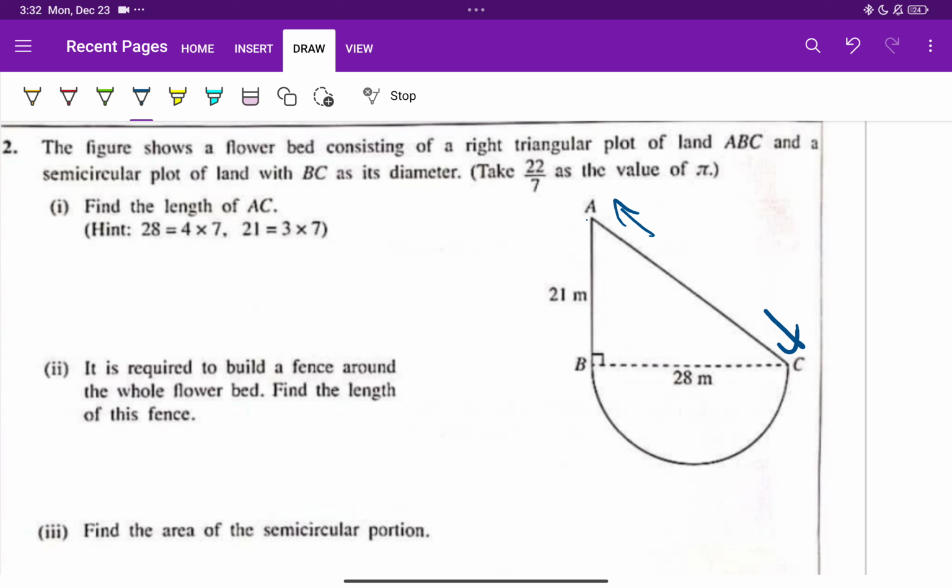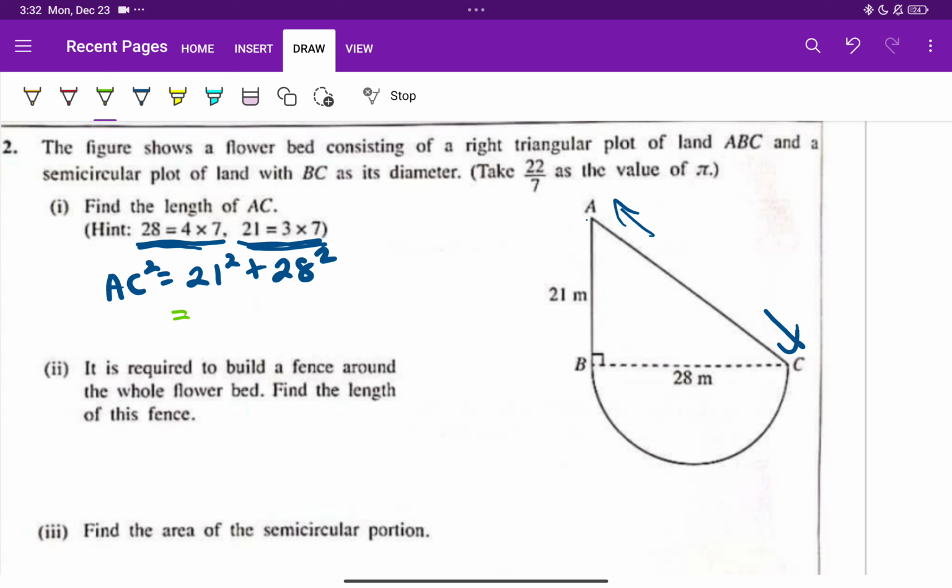So that is the hypotenuse of the right angle triangle. So we probably have to use the Pythagoras theorem, and they have given a hint for the easiness of our calculation. They have said to take 28 as 4 times 7 and 21 as 3 times 7. Then I can say that AC squared is equal to 21 squared plus 28 squared by Pythagoras theorem, right?